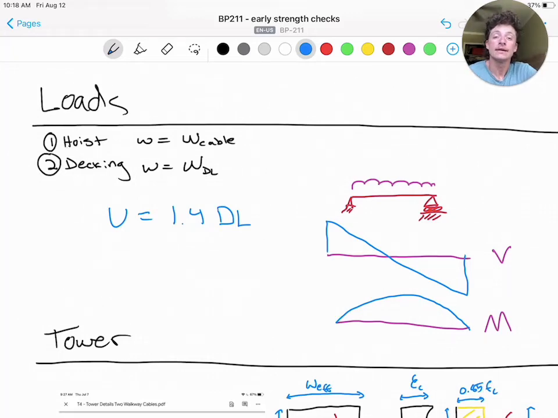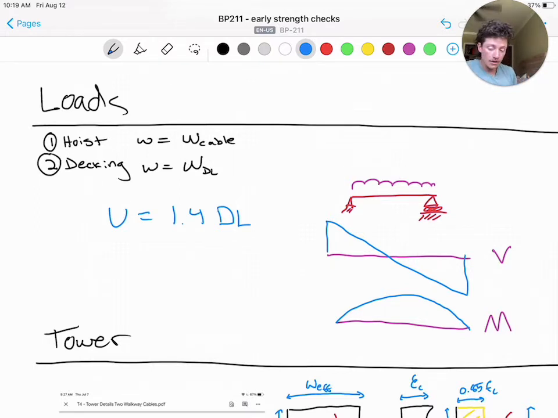Okay, in this video, we're going to check the early strength of concrete, structural concrete, in the towers, anchors, and ramp cap, which is where we have structural concrete. We'll ignore the ramp cap because it doesn't truly have a structural purpose other than providing a nice flat surface for the walkway. So we're really just going to think about the anchors and the towers here.